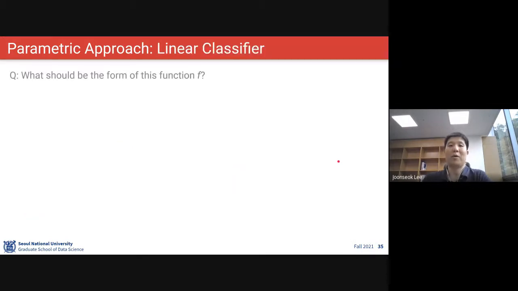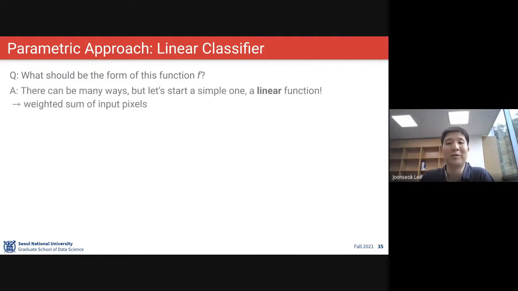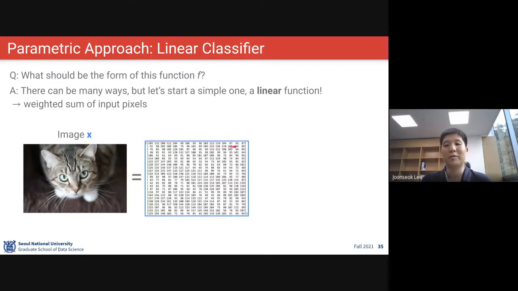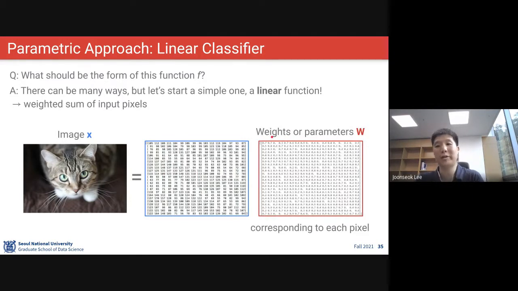So what should be the form of the function? As I told you, the title of this lecture is linear classifier. We may use the linear function, but that's not necessary. We can actually use any kind of function here. But let's start with the simplest one, the linear function, which outputs the weighted sum of input pixels. Given an image, which is a two-dimensional matrix of integer values, we would like to have some weights or parameters. Here we call them parameters, which is different from hyperparameters, which are decided by the human. Here the parameters are decided by the data.